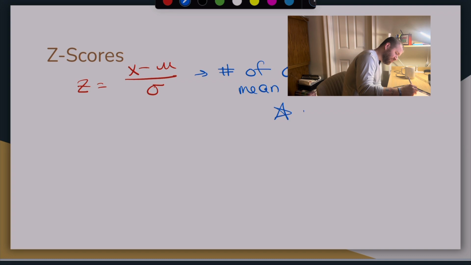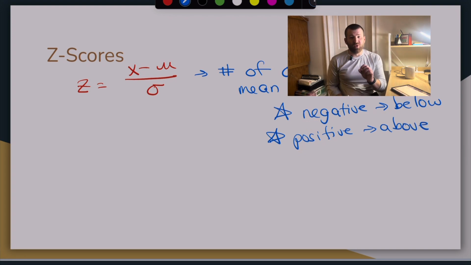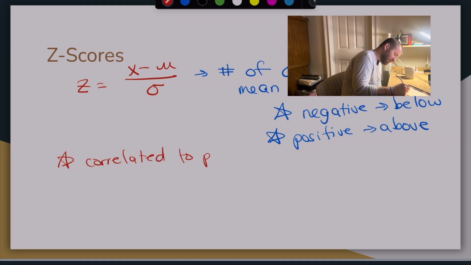What else is important is that z-scores can be negative, which just means you're below the mean. They can also be positive, which, as you could imagine, means that you are above the mean. What is critical here, right? Z-scores are also correlated to percentiles. We're going to get to this in a second.